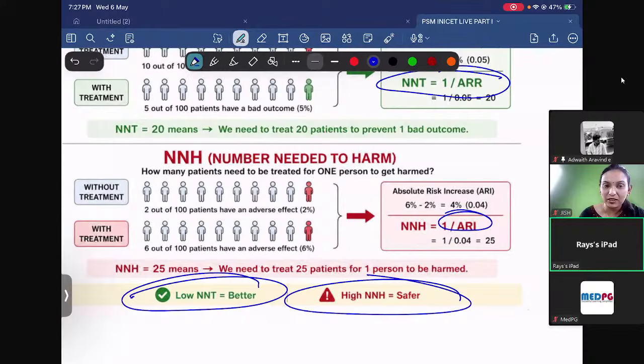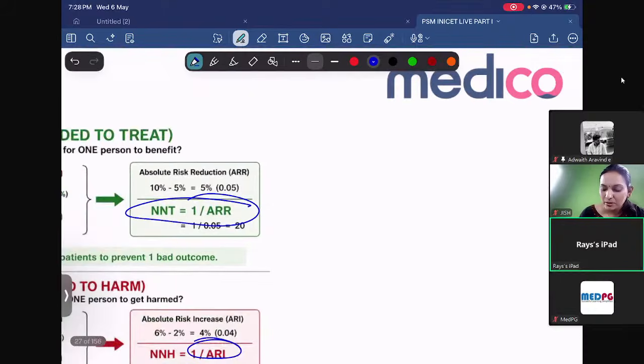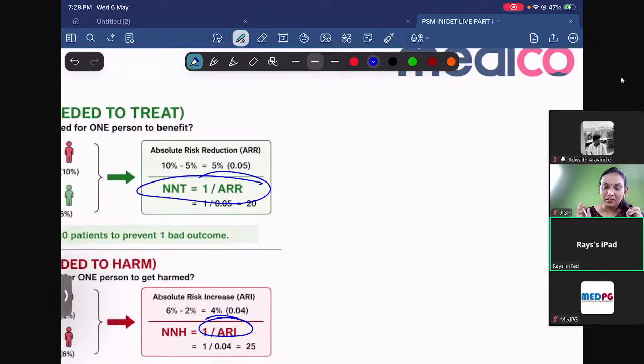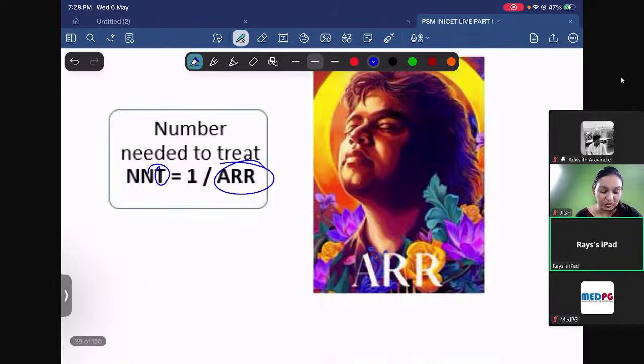And how can you remember that NNT is 1 by ARR and not ARI? Because directly factual questions will be asked. NNH is the reciprocal of ARI. So remember, ARI, so A1 is the great musician we have, and his music is always therapy. The music of ARR is equivalent to a therapy, music therapy. So T for therapy or treatment is related to ARR. So NNT is 1 by ARR. That's how I remember. I hope that will help you also.